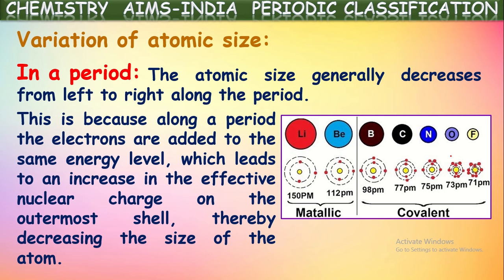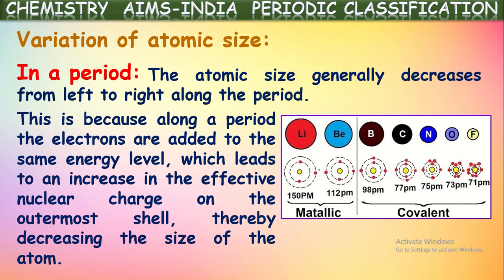Why? Because if you observe all the elements in a period, they all have the same number of shells, but the number of electrons in their outermost shell is gradually increasing. Let us consider here the second period. If you see lithium to fluorine, all these elements have two shells only. Lithium has two shells, beryllium also has two shells, even fluorine also has two shells.